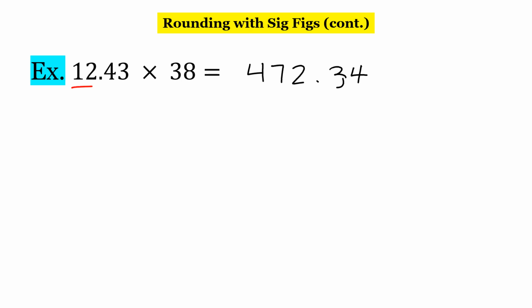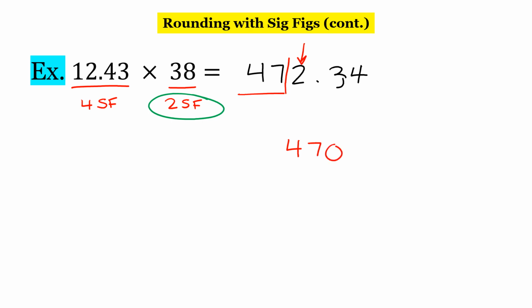I've got 4 non-zero numbers here, so 4 significant figures. In the second number, I have 2 significant figures. So 2 is the least number of significant figures. From left to right, let's underline the first 2 significant digits and then look at the third. If I were rounding this to 2 significant figures, this would be 470. And remember, we're going to leave off the decimal point. If we add a decimal place, that would make it 3 significant figures. But without the decimal place, that trailing 0 does not count.